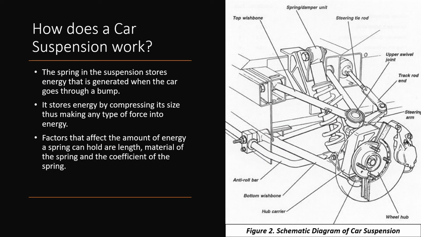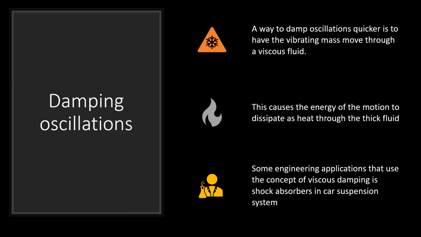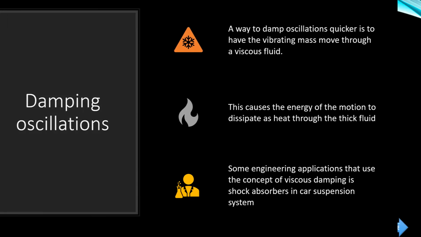Basically, it stores energy that is generated when the car goes through a bump, and it also stores energy by compressing its size, thus making any type of force into energy. And there are factors that affect the amount of energy a spring can hold, which are the length, material of the spring, and also the coefficient of the spring. Here's brief information on damping oscillations if you wish to know more.